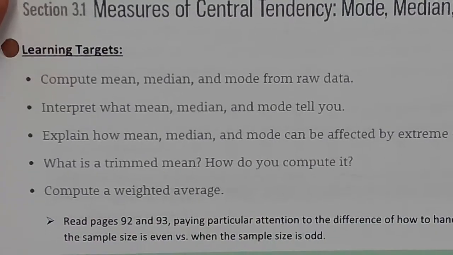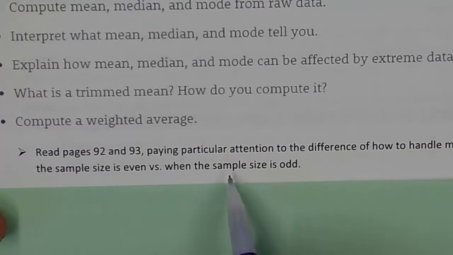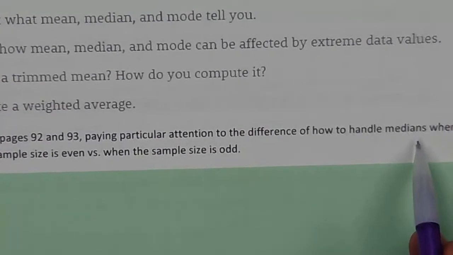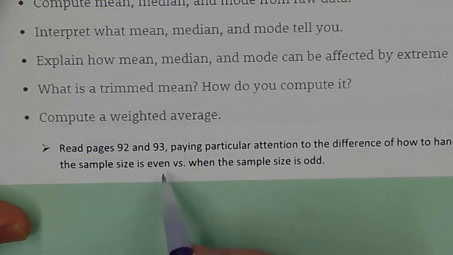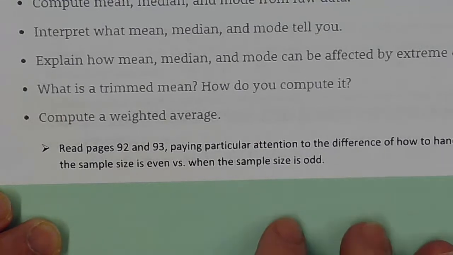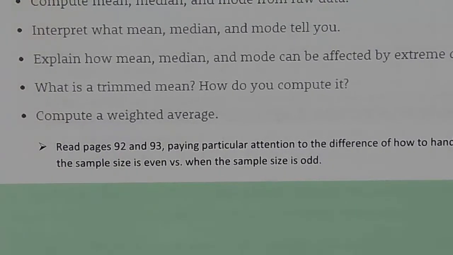Okay, so I want to start right here on pages 92 and 93. I want you to read those pages. Pay attention to the difference, how we handle medians when the sample size is even versus odd. Means the number of your sample size, like size 10 to size 11. There's a little difference. So go ahead, give you about 2 or 3 minutes to read that. I'm looking for those differences, and then we'll continue.